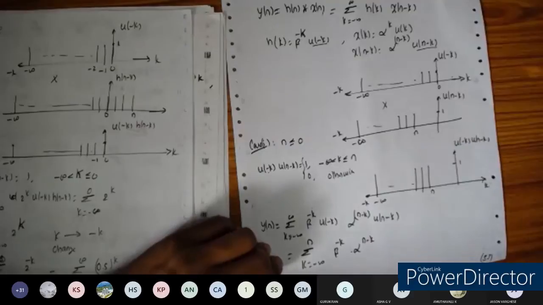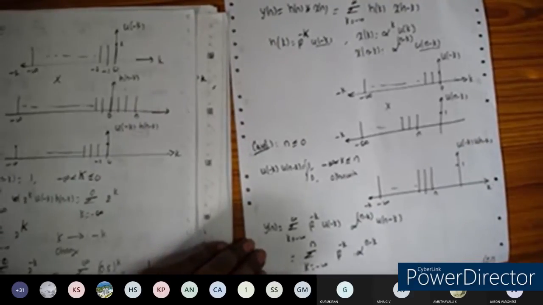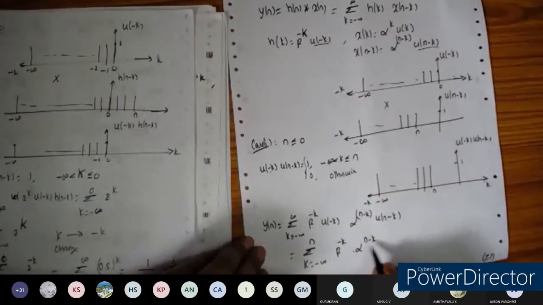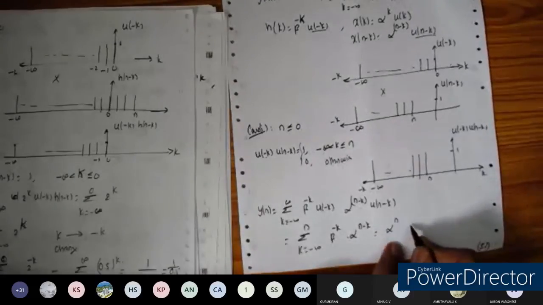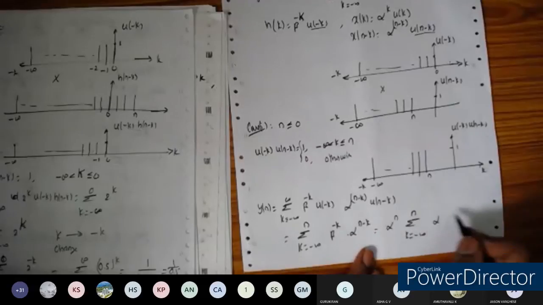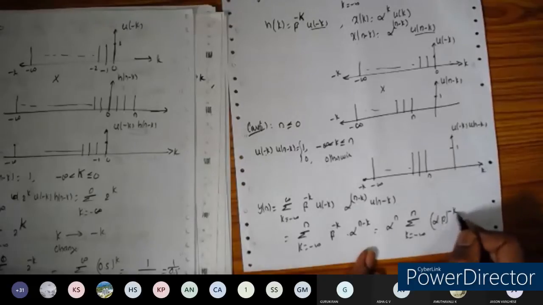Alpha to the power of n minus k. So right, alpha to the power of n minus k. Since n is not a function of the summation, I can take alpha to the power of n outside the summation. The remaining part is the summation where k takes the value from minus infinity up to n, so alpha to the power of minus k and beta to the power of minus k. This can be written as alpha into beta, whole to the power of minus k.